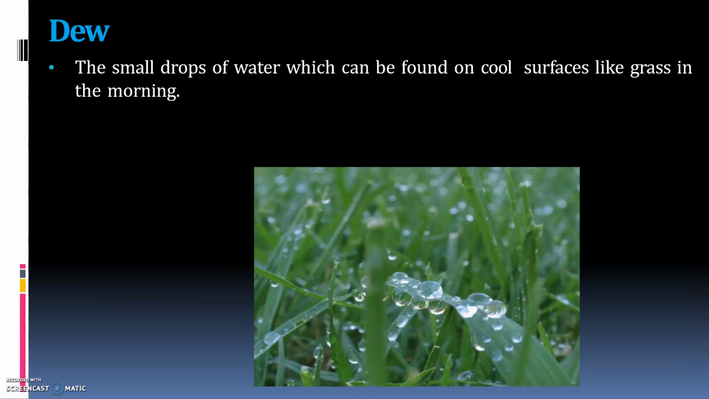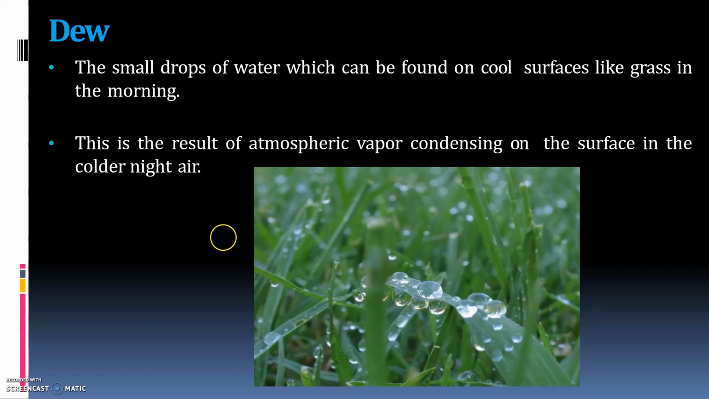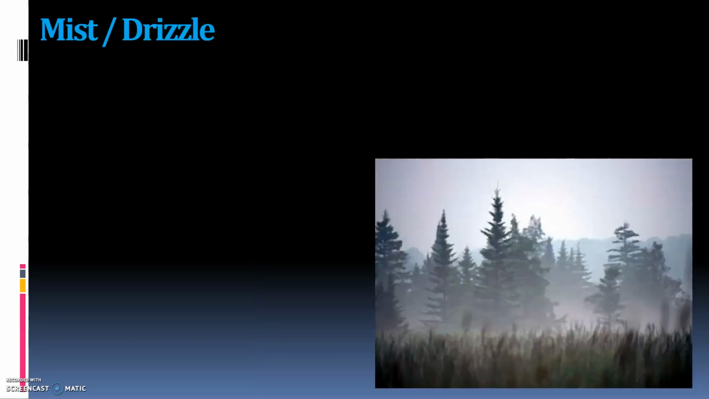Dew, the small drops of water which can be found on cool surfaces like grass in the morning. This is the result of atmospheric vapor condensing on the surface in the colder night air.